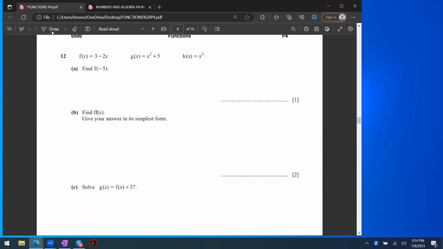What is f of minus 5? You can put minus 5 in place of x: 3 minus 2 into minus 5, that is 3 plus 10, which is 13.